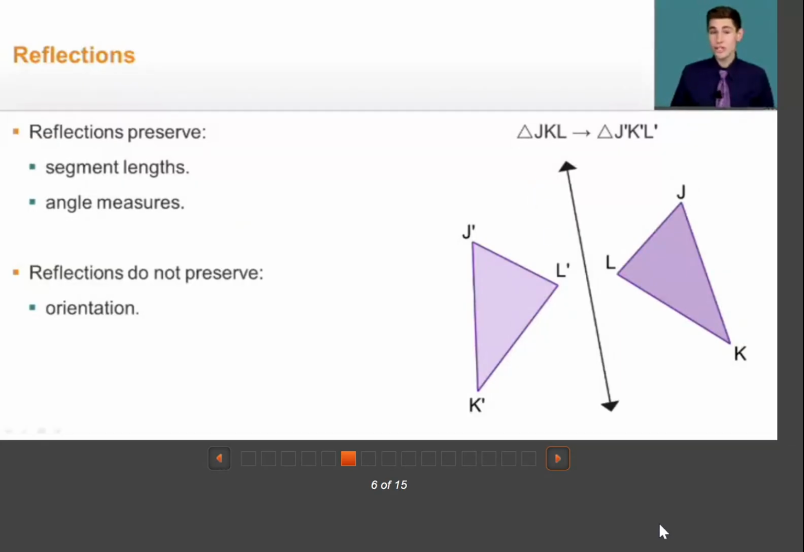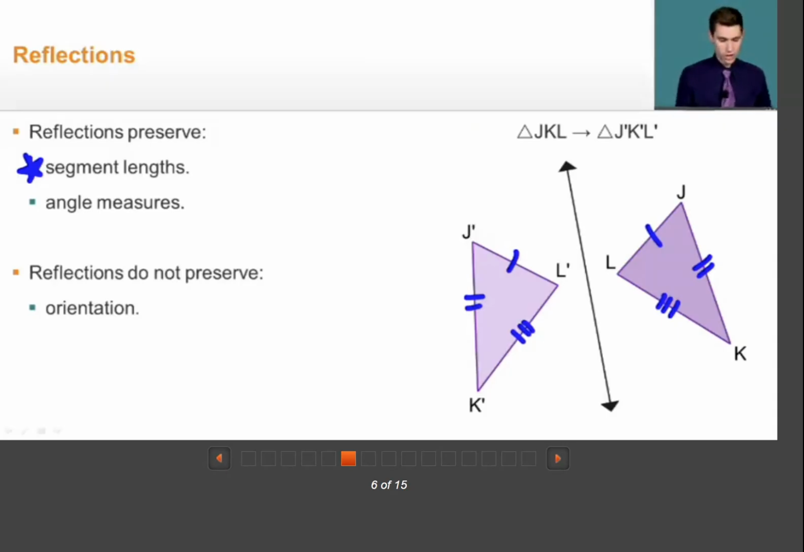We know that rigid transformations, like reflections, preserve size and shape. Reflections also preserve segment lengths. So in this example here, that means that all the line segments in triangle JKL will be congruent to corresponding line segments in J prime, K prime, L prime. So JL is congruent to J prime L prime. JK is congruent to J prime K prime. And LK is congruent to L prime K prime.